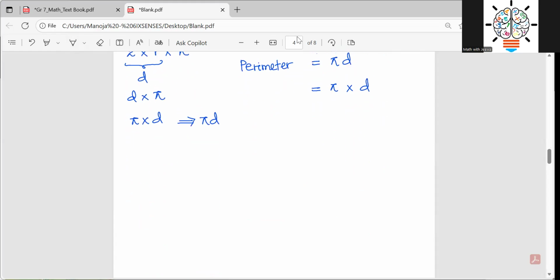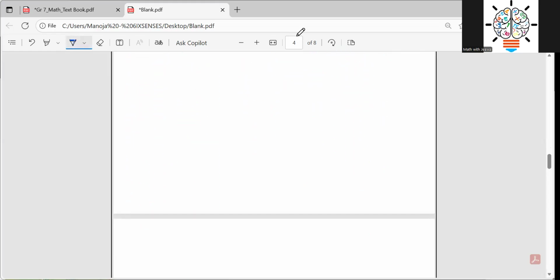Then we will move to the semicircle. Now you just see, children, if you look, this is a semicircle, no? Okay, so this is the center, and this part is the radius, and this part is also the radius.